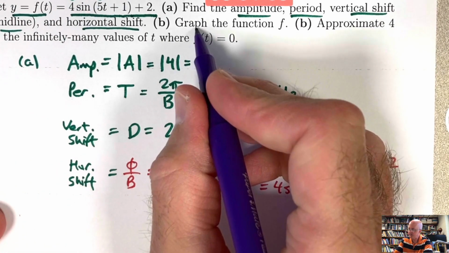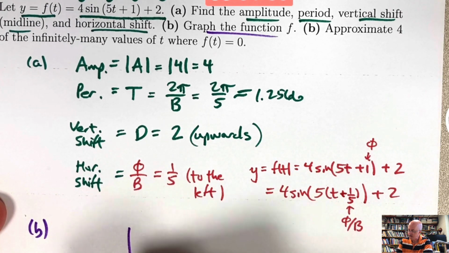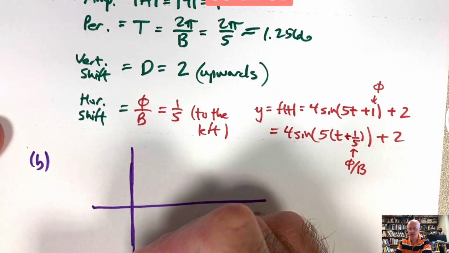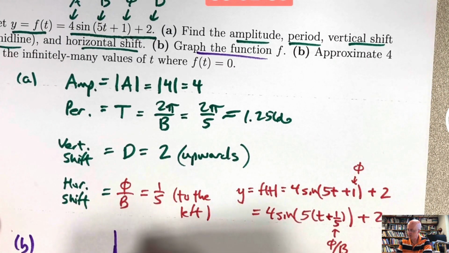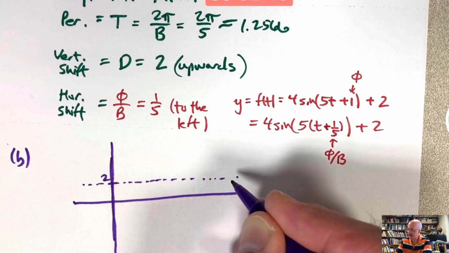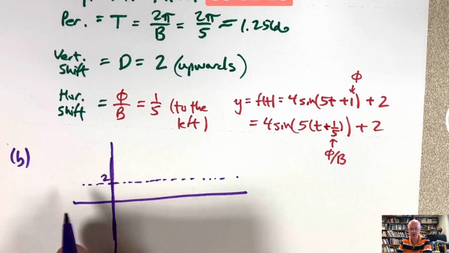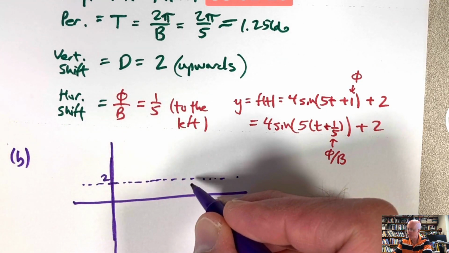Part B is to graph the function. All right, so it's a little tricky here. Probably best to draw the midline first. That's the vertical shift, 2 units upward. Let's say 2 is right there. Draw a dashed line at the midline, like that. That's going to be the average value. The function, once I take into account the horizontal shift to the left, is going to start at the midline, go up, then down, then back up again.